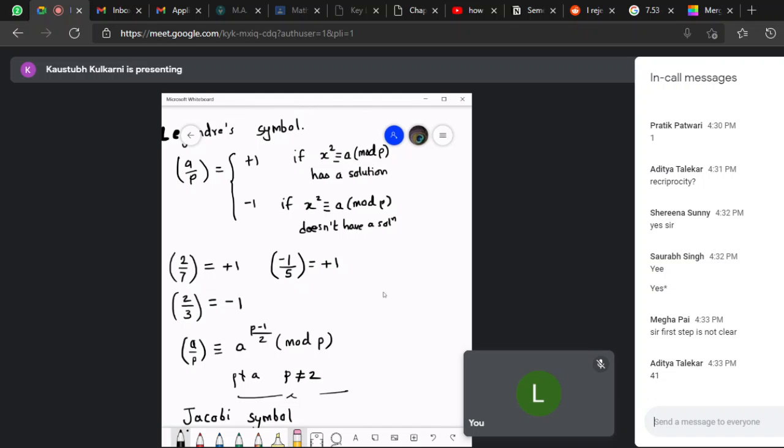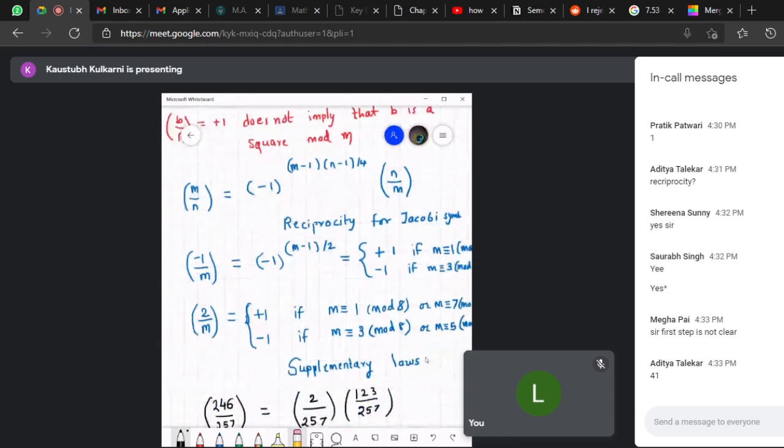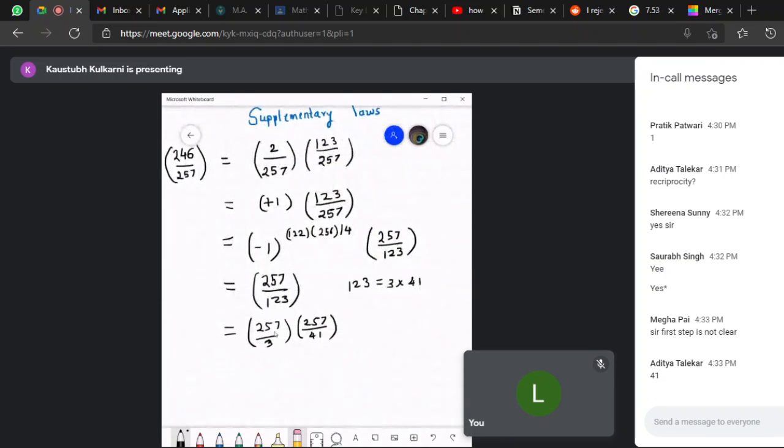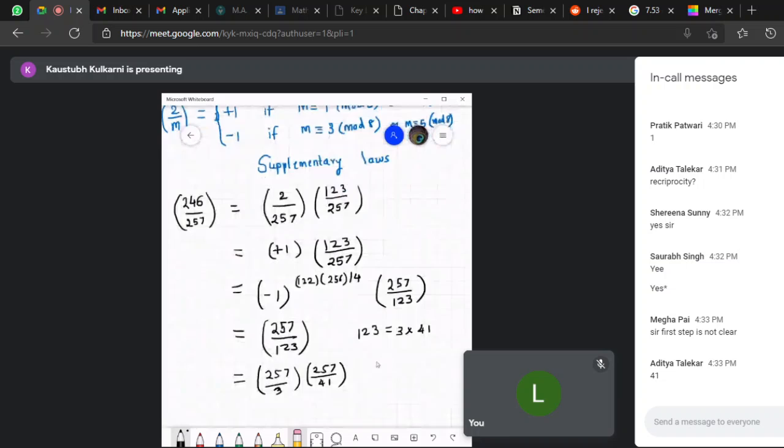257 upon 123. 123 is composite. Now we have primes: 257 and 3, 257 and 41. These are primes that we have. Okay, so can we apply the definition of Legendre's symbol here?